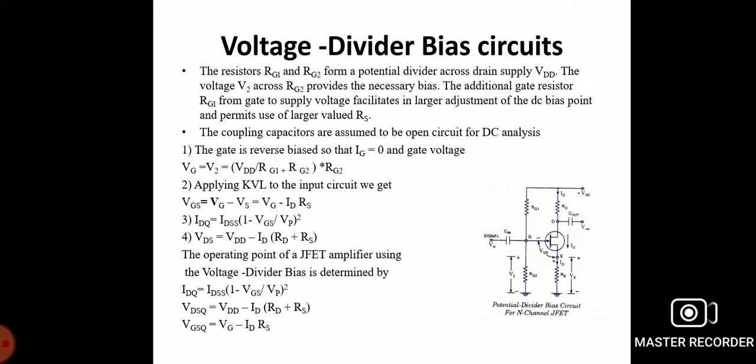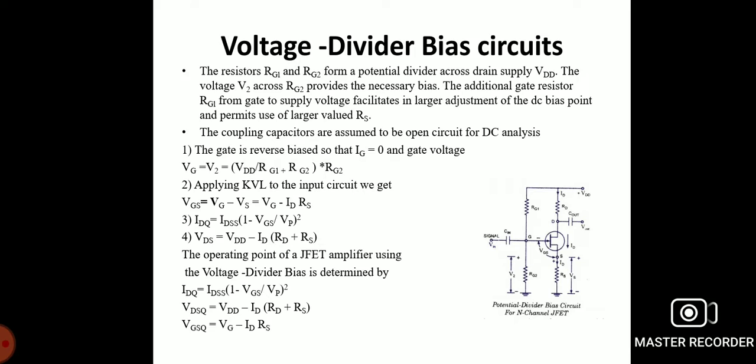The coupling capacitances are assumed to be open circuit for DC analysis. The first one is that the gate is reverse biased, so the gate current is equal to 0. And what is the gate voltage? So we have to apply Kirchhoff's voltage law. The gate voltage is equivalent to V2, which is equal to VDD divided by the gate resistance 1 plus gate resistance 2, into the gate resistance 2.